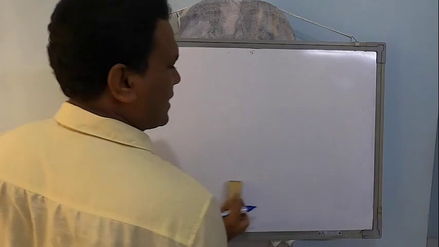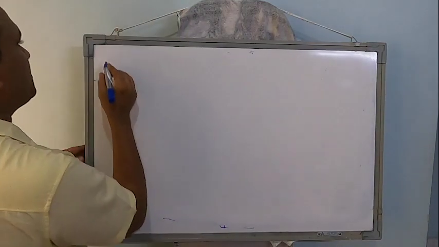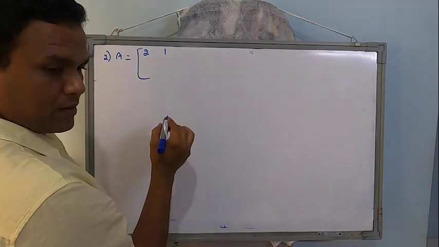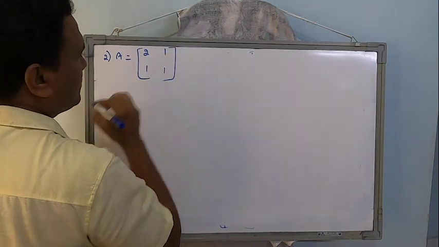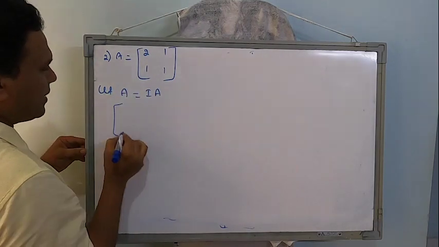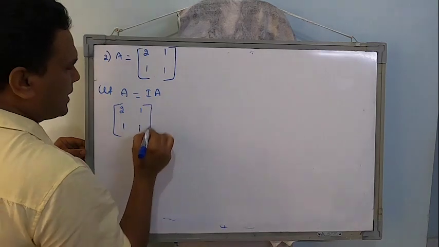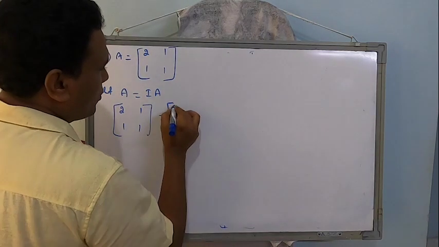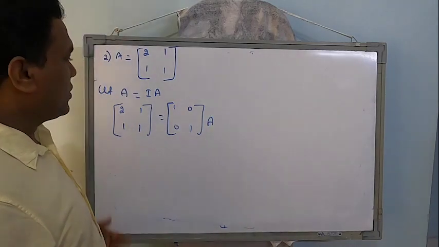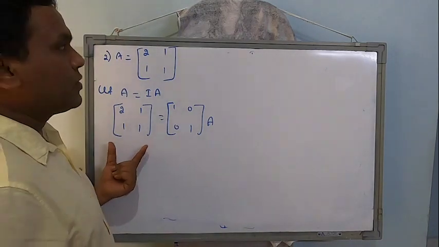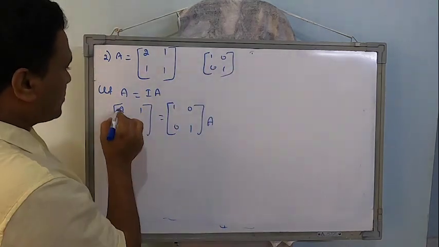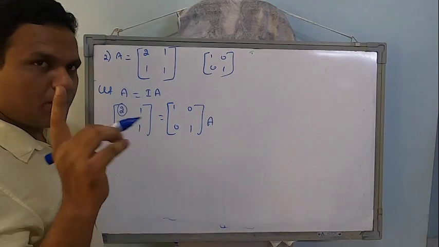So let's move on to the second problem. A is equal to 2, 1, 1, 1. So the procedure says let A is equal to I multiplied by A, 2, 1, 1, 1. Correct now? Is equal to I, 1, 0, 0, 1 multiplied by A. What was my intention? The left hand side should be converted to identity. So I know this should be converted to 1, 0, 0, 1. But what is my first element here? 2. That should be made as 1.